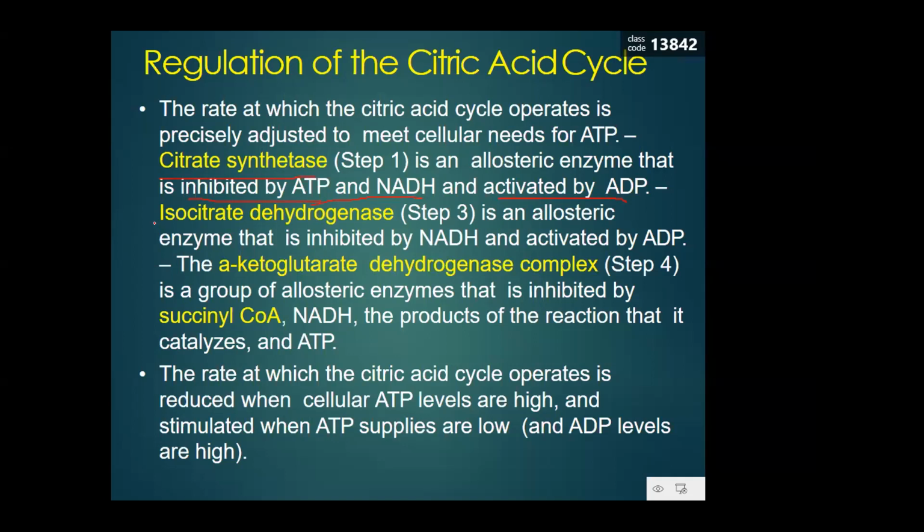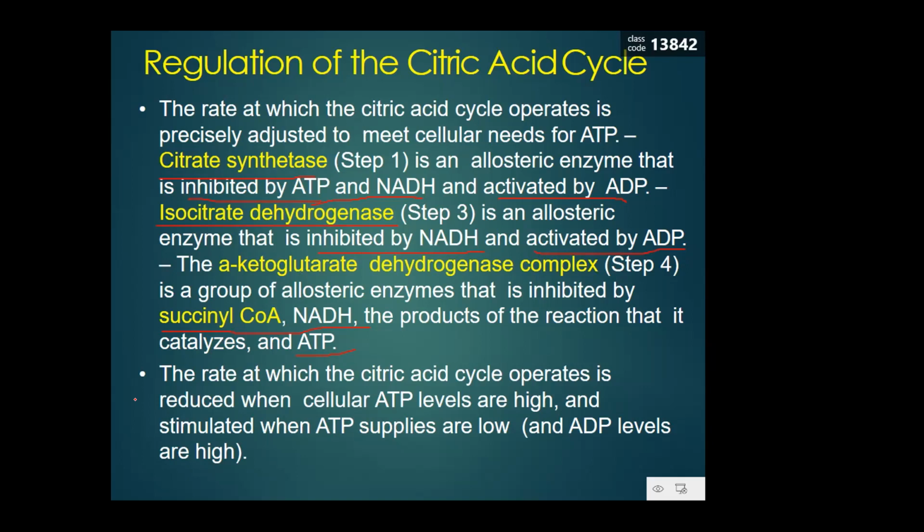And second is isocitrate dehydrogenase. Ano naman ang nag-inhibit sa kanya? NADH lang. And activated siya ng ADP din. Sa step 4, meron din tayo diyang nagre-regulate the alpha ketoglutarate dehydrogenase complex. Okay? Inhibited siya nitong mga to, succinyl-CoA, NADH, and ATP. Okay? So yan, yung isang nagre-regulate. Actually, tatlo yan. Tatlo yan na nagre-regulate for our citric acid cycle.